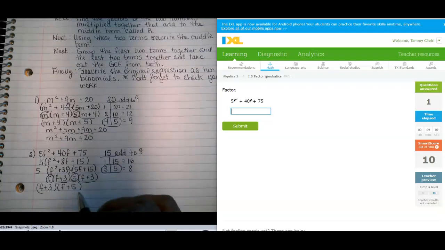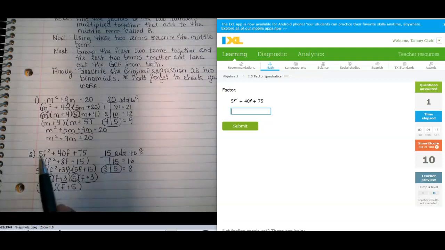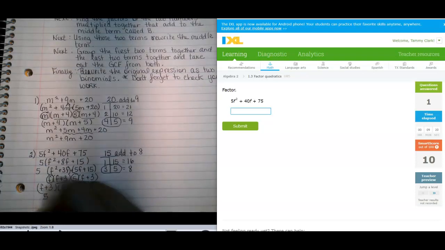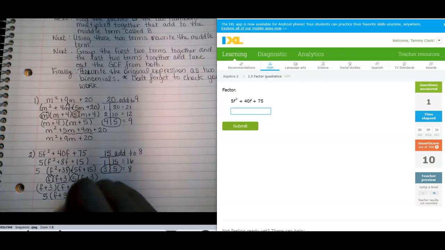Now you might be tempted to think that you're done. However, by looking at this, if I do f times f, that's f squared, but this says 5f squared. So I have to rewrite this so that the 5 is outside of both binomials. And then we're going to check it.